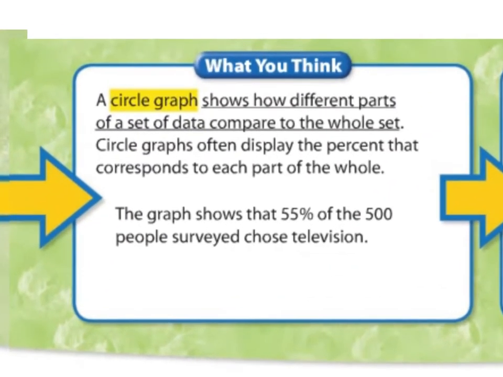So do I know how to find what 55% of 500 is? Well, first, our vocab word today is circle graph. It shows how different parts of a set of data compare to the whole set using a circle. This is also called a pie graph. Circle graphs often display the percent that corresponds to each part of the whole. So the graph shows that 55% of 500 people surveyed chose television, with a clue word of square.